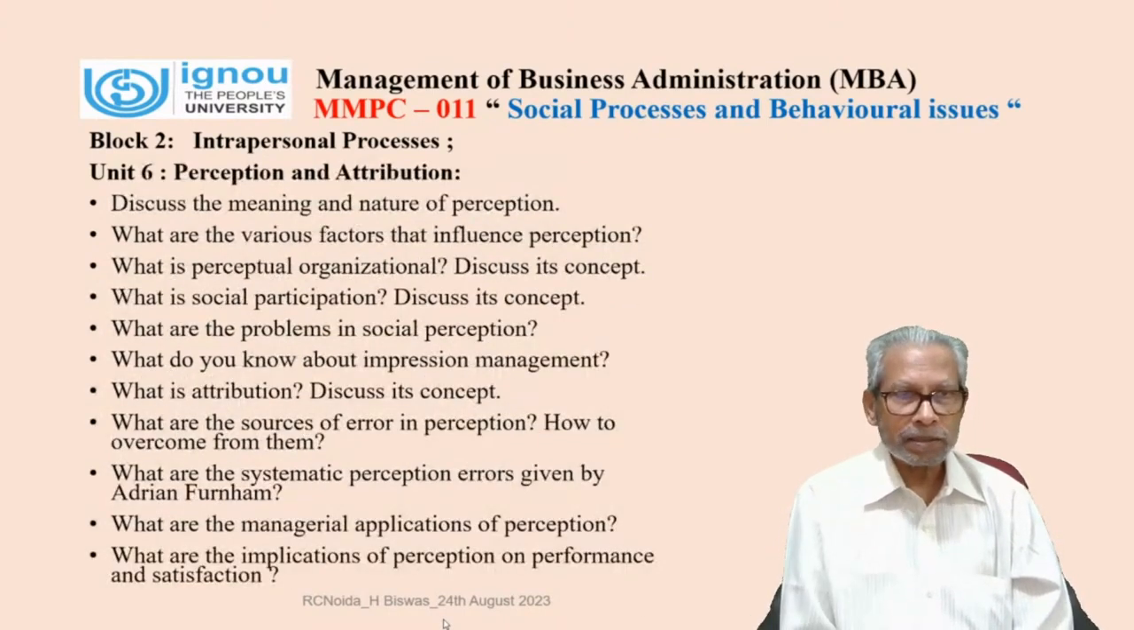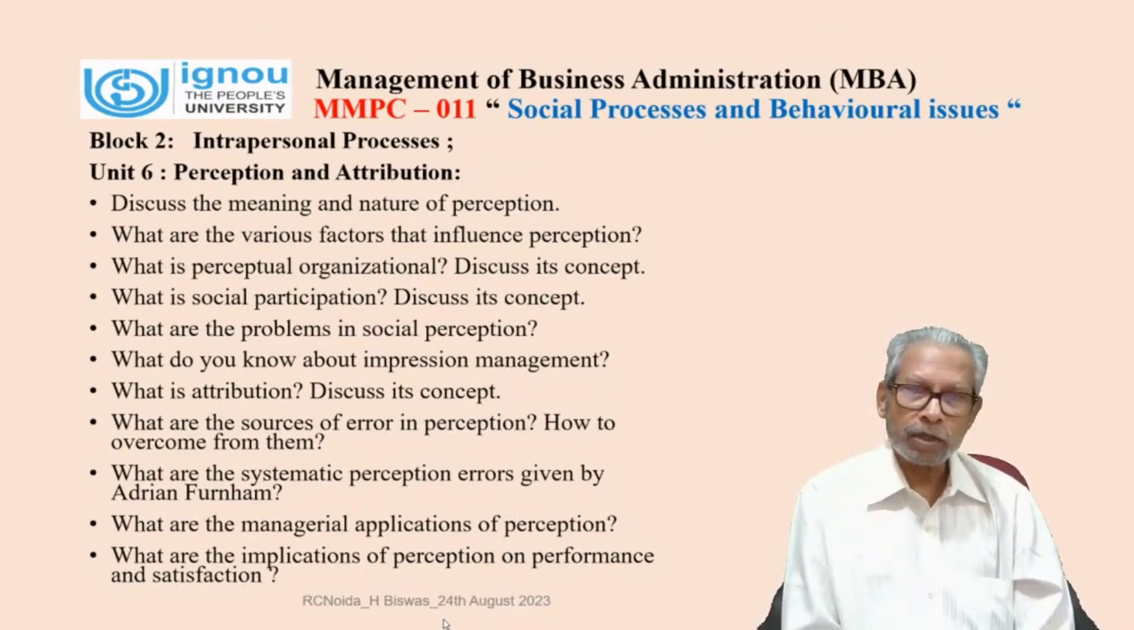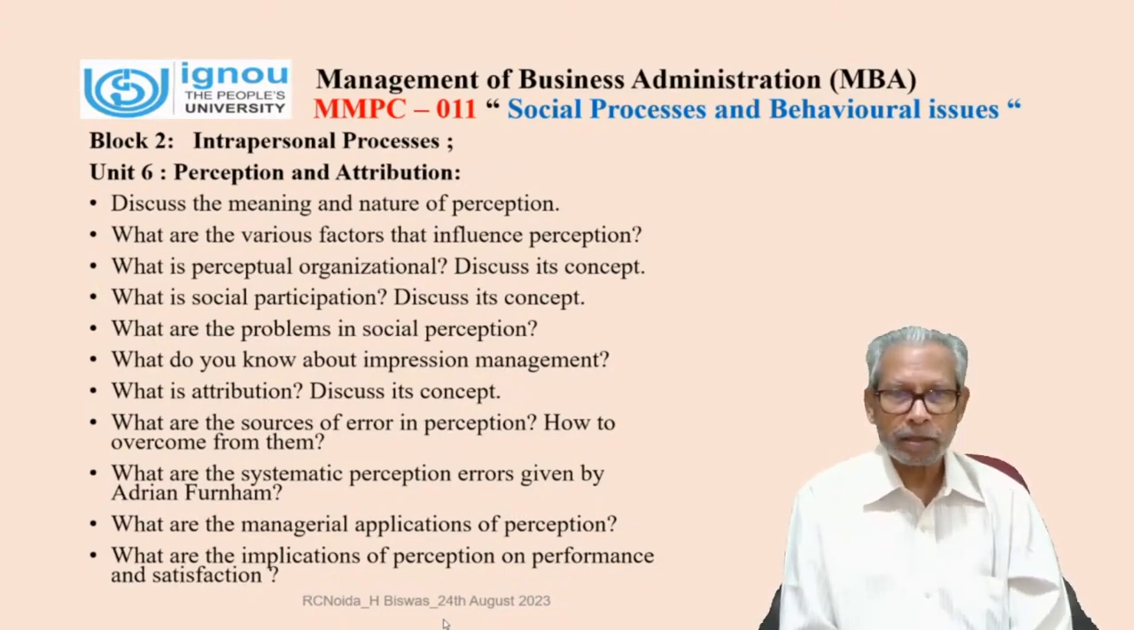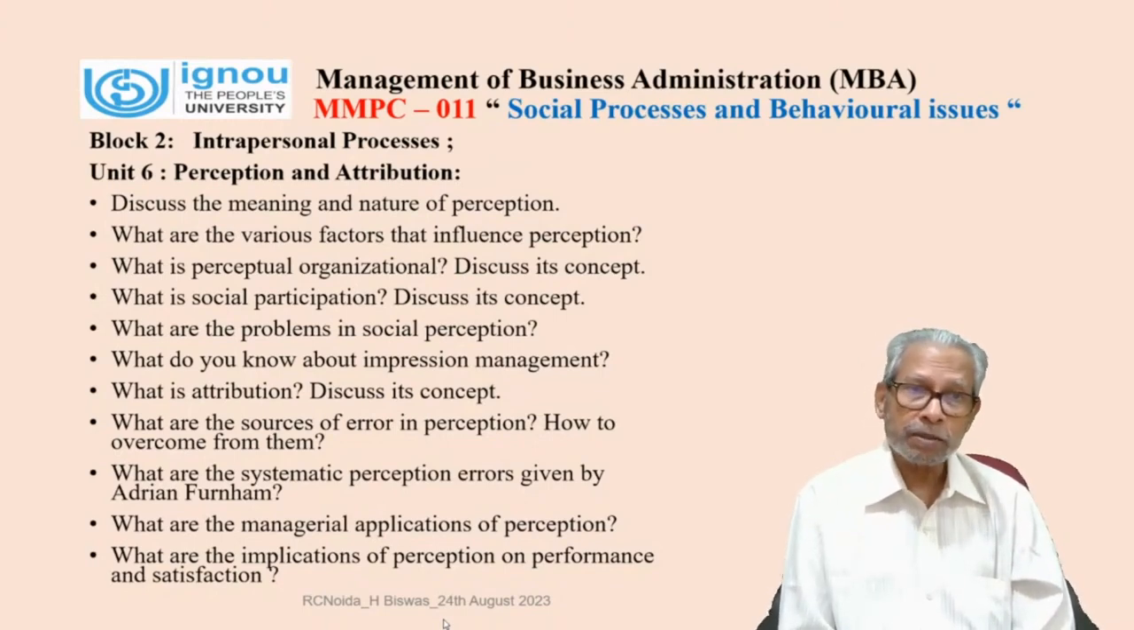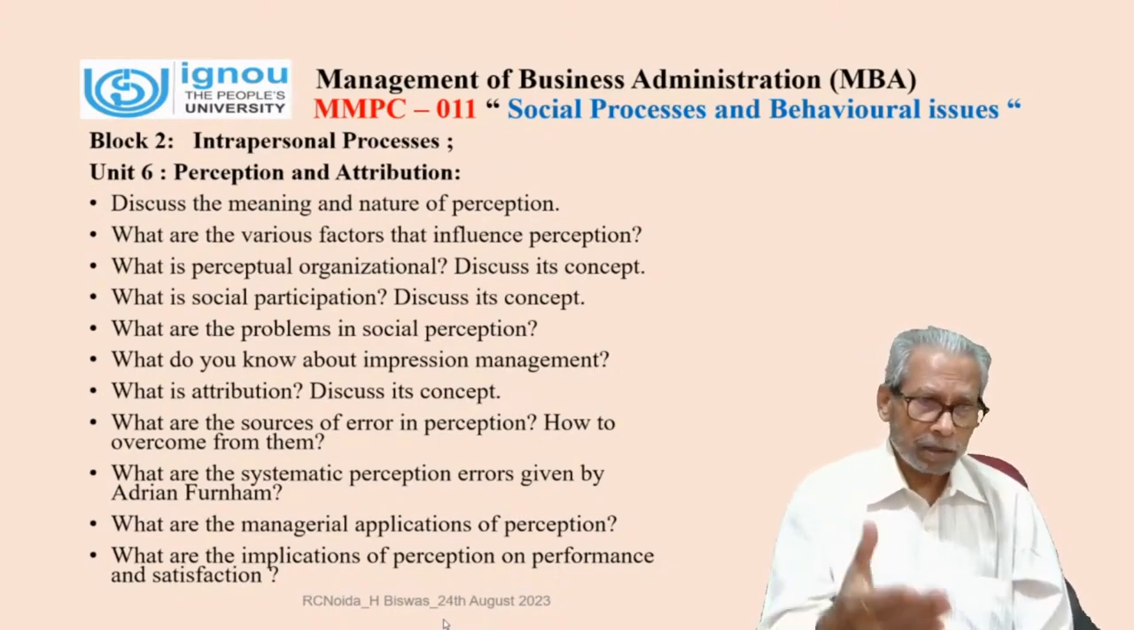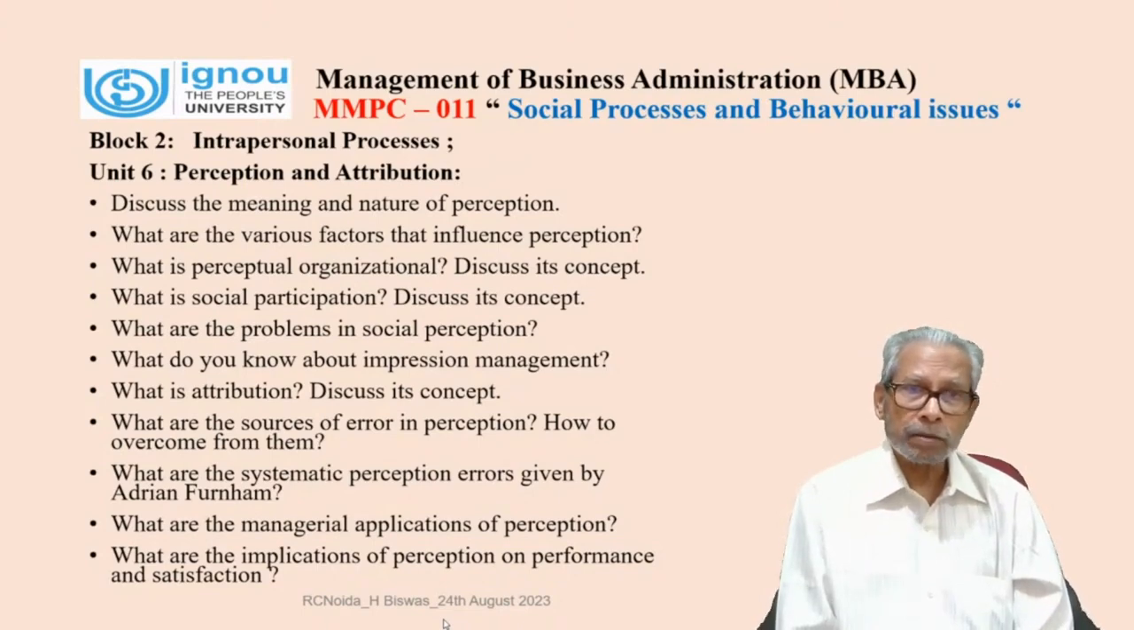Now, in unit number 6, there are perceptions and attributions. To discuss the meaning and the nature of perceptions, when you are doing things, how much clear perception is required, what are the 100% quality and quantity you have to maintain, then standards have to be maintained. Then they are all listed out. Another point is your attributions.